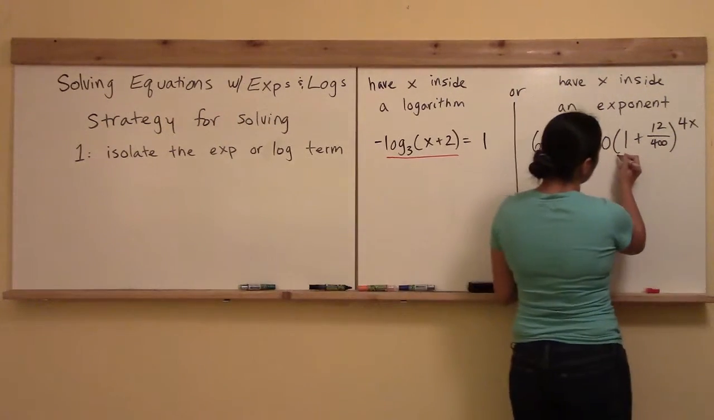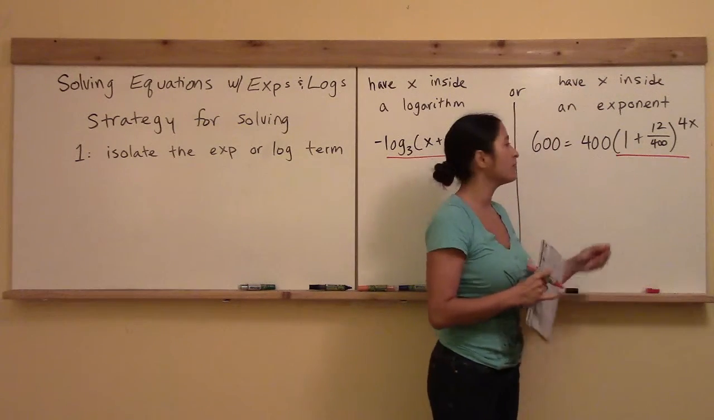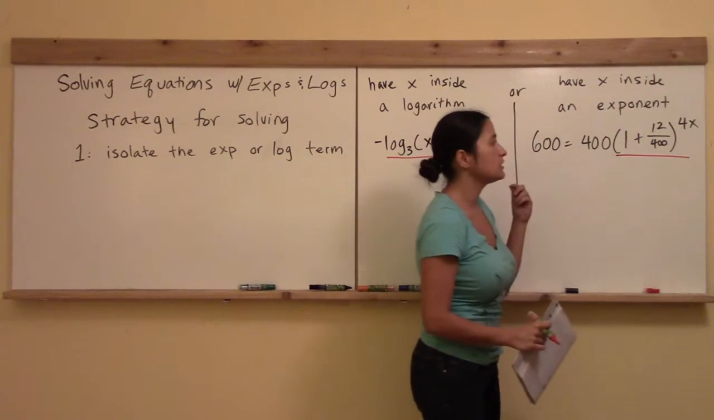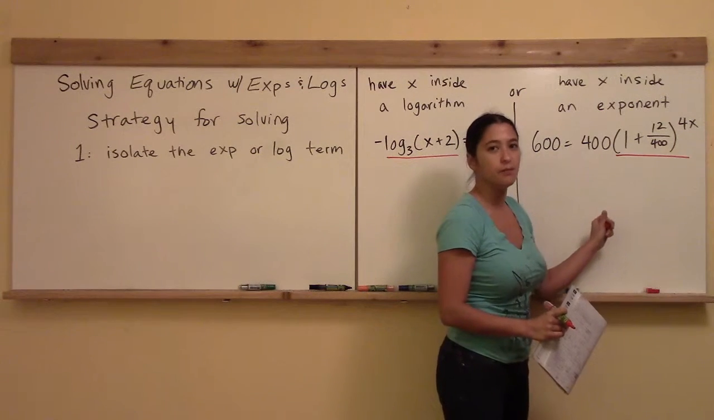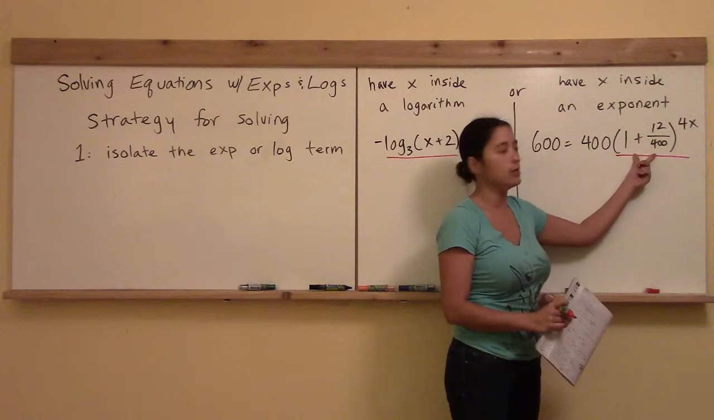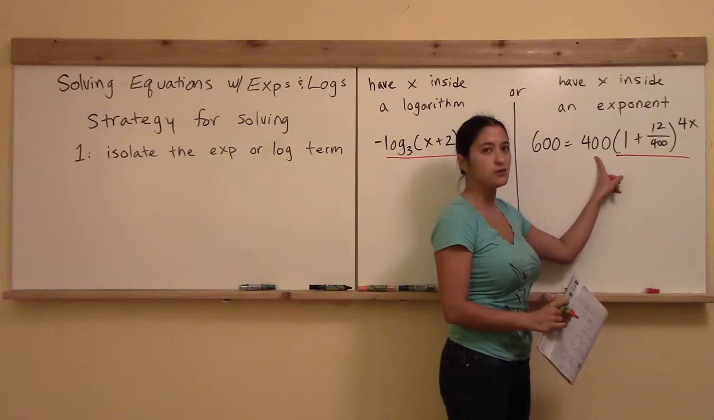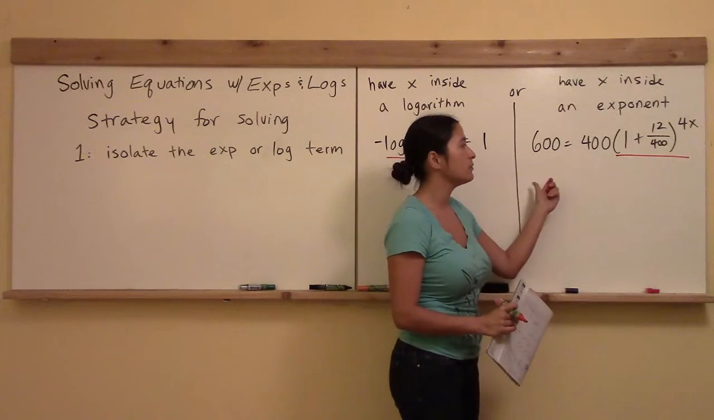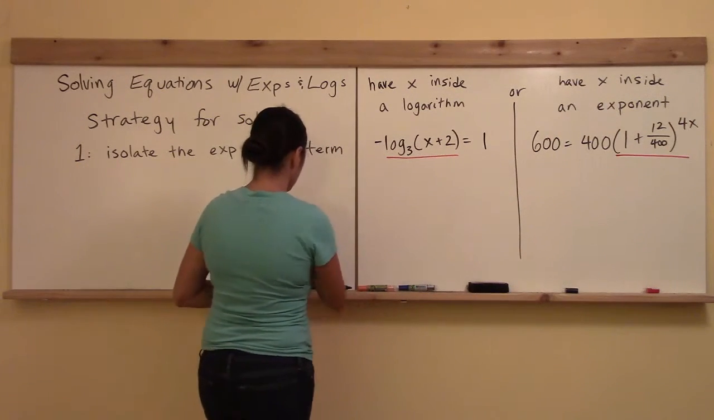Same thing over here, we're going to try and underline the term that we want to isolate. In this case, our unknown variable x is up inside this exponent, and so what you want to do is consider what is the base that has the x inside its exponent. And you see that the base of this exponential function here is this quantity, 1 plus 12 over 400. And then this number 400 over here, that is not part of the base. That is not raised to 4x. So in order to isolate this term here, we're going to divide both sides of the equation by 400. Okay, so that's what I mean by isolate that term.